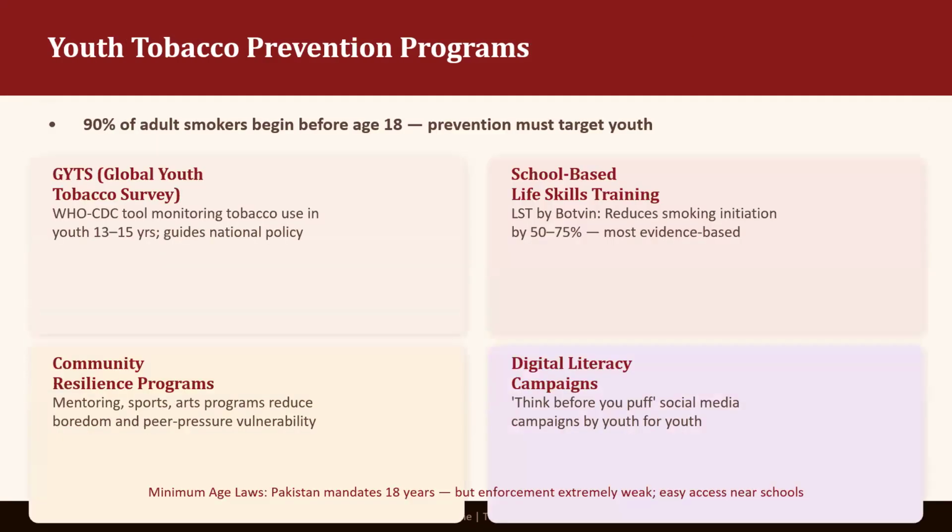Youth Tobacco Prevention Program. 90% of adult smokers begin before age 18, so prevention must target youth. The Global Youth Tobacco Survey, a WHO and CDC tool, monitors tobacco use in youth aged 13 to 15 and guides national policy. School-based life skills training reduces smoking initiation by 50 to 70%. Community resilience programs, such as sports and art programs, reduce boredom and peer pressure vulnerability. A digital literacy campaign, Think Before You Puff, is a social media campaign by youth for youth. Pakistan mandates a minimum age of 18, but enforcement is extremely weak, with easy access near schools.